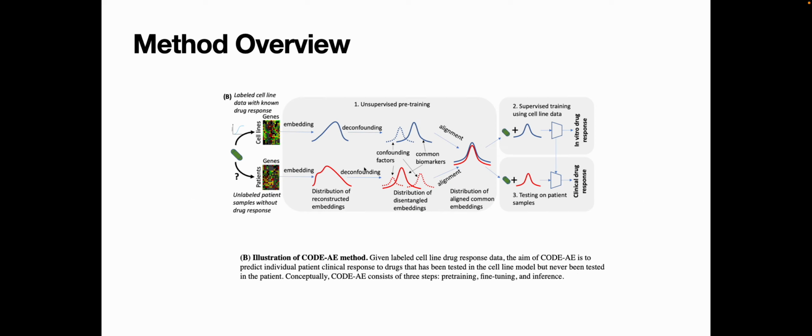Here's an illustration of the CODE-AE method. So given the labeled cell drug response data, the aim of CODE-AE is to predict individual patient clinical response, which the model hasn't seen before. And our model has 3 stages. I'll explain them one by one.